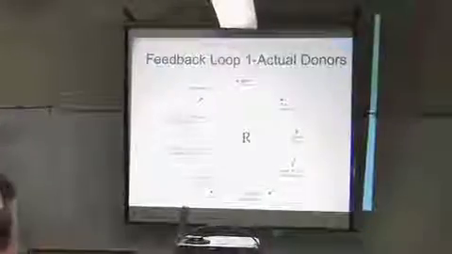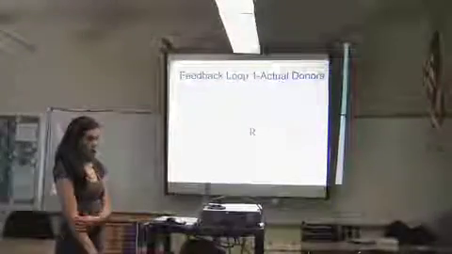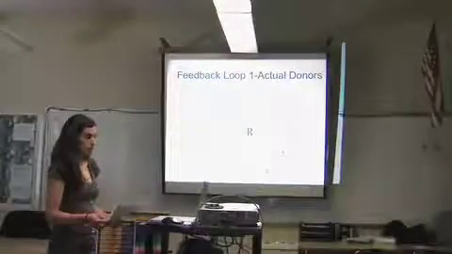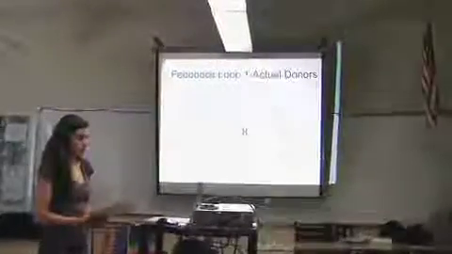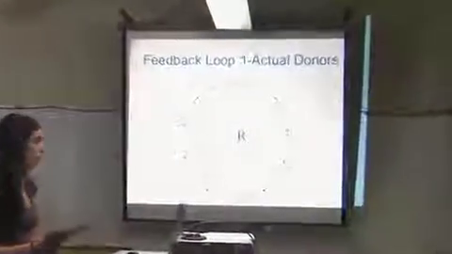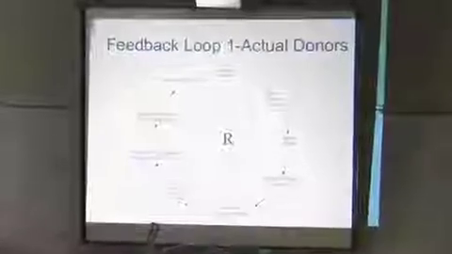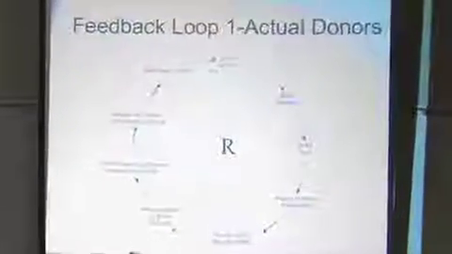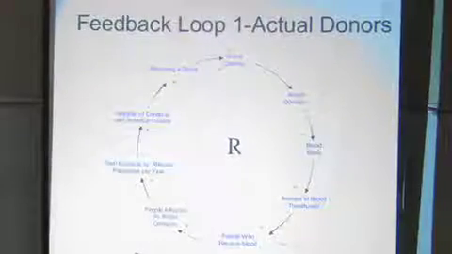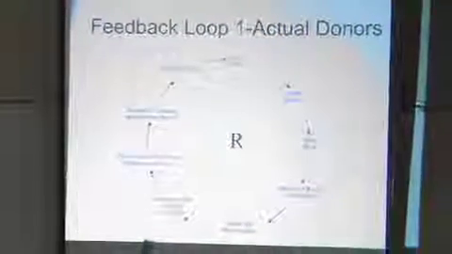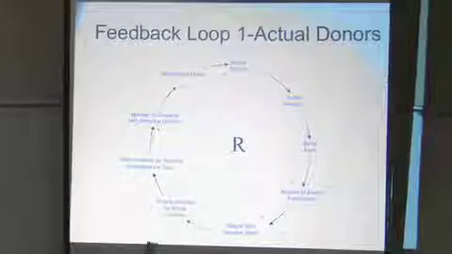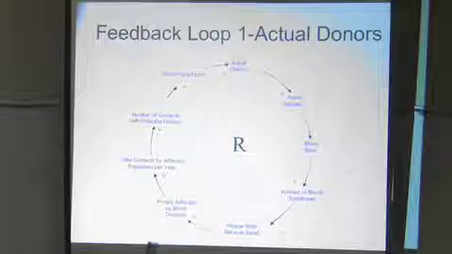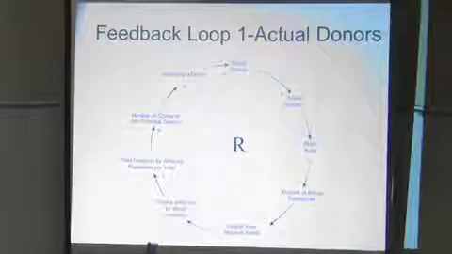So there are two major feedback loops in our model, and both of them involve actual donors as the main stop. The first one is a reinforcing feedback loop, which means that a change in one factor will create a continuous change in all the other factors in the same direction. So if one factor or variable is increased, then it will compoundingly increase with no balancing effect.